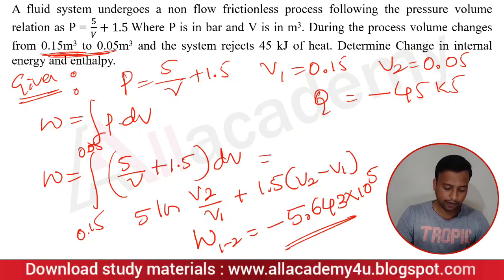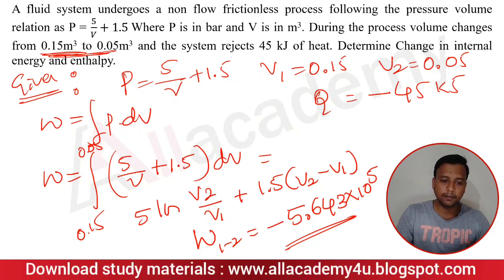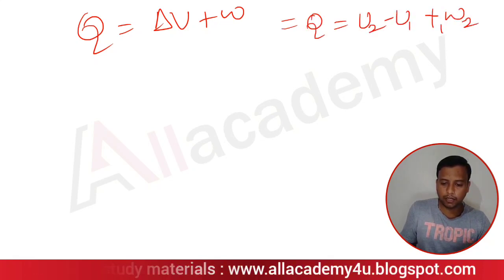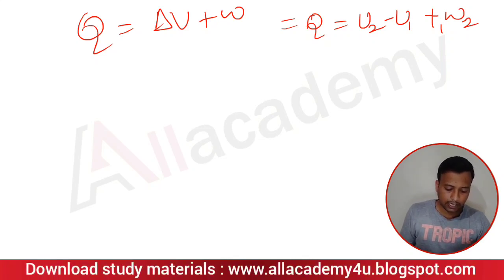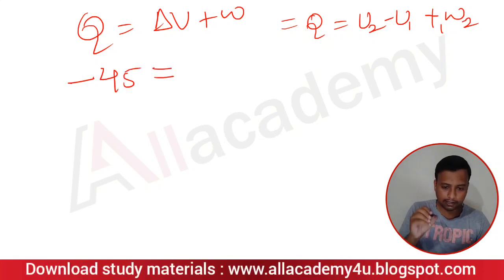Now once I identify the work done, I can easily identify the change in the internal energy. So how is this change in the internal energy identified? From the first law, Q is equal to delta U plus the amount of work done. That is nothing but Q equals U2 minus U1 plus work 1 to 2. So it is already given how much heat is rejected. Q is given, that is minus 45. Heat is rejected. It is clearly mentioned.